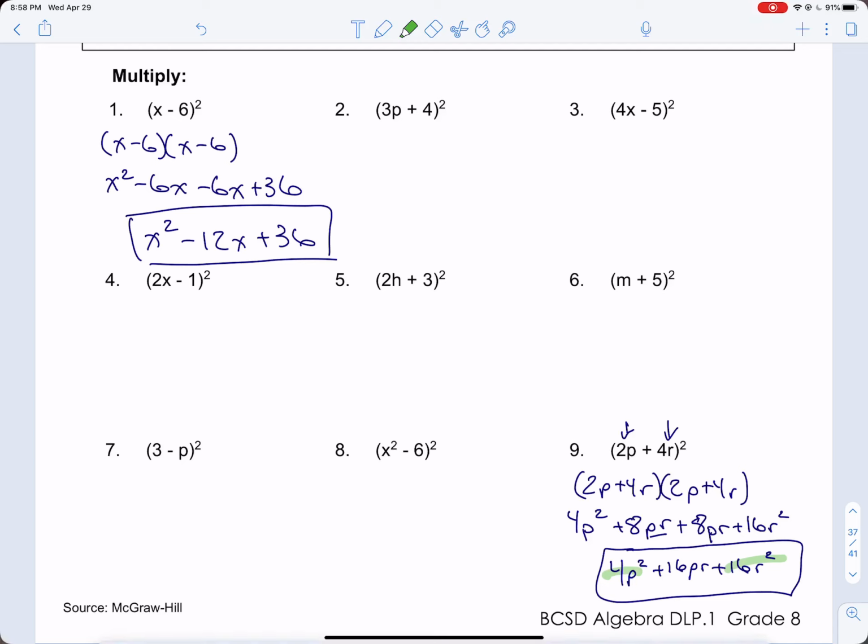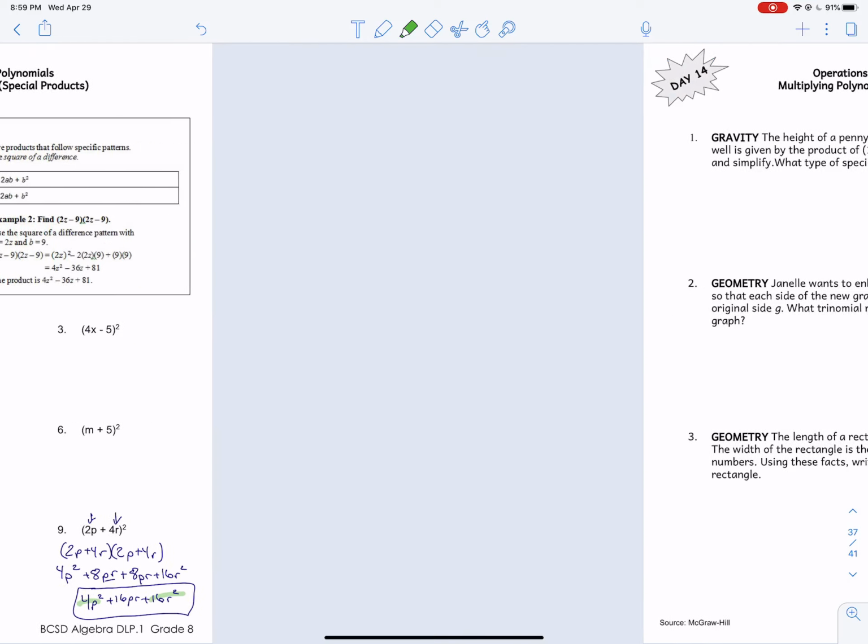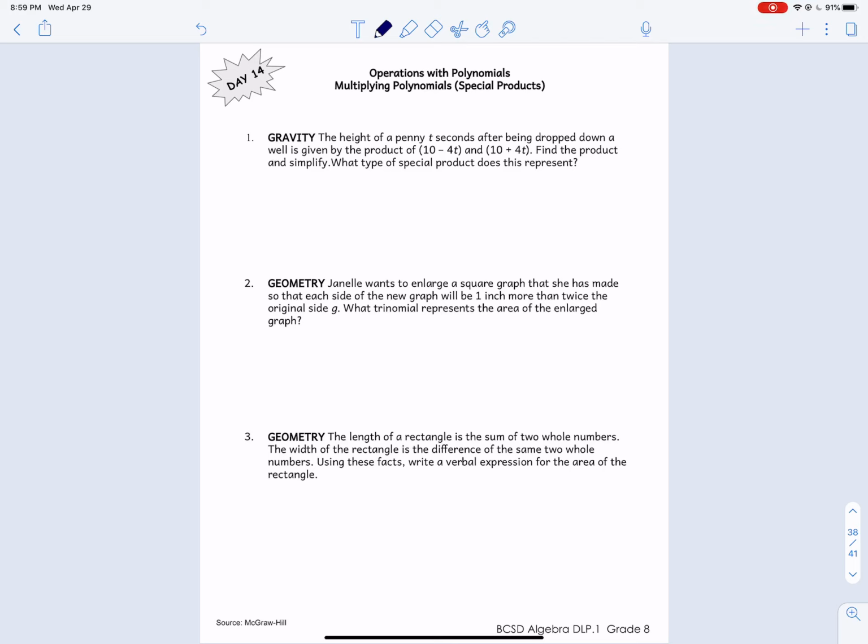Okay, let's see if that works for the first one that we did. So x squared, yes. Negative 6 times negative 6 is positive 36. Negative 6 times x is negative 6x times 2 is negative 12x. So that works. Again, do you want to memorize that? Not really. Just know how to do it, expand it out, use distributive property twice, and then you'll always get the correct answers. No need to memorize any shortcuts. Okay. Again, some word problems, practicing what you just did.